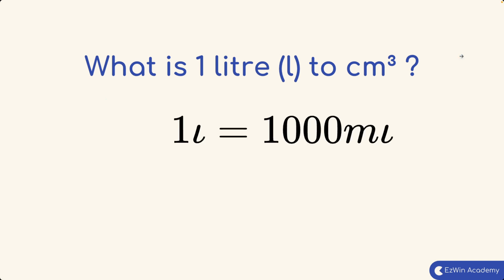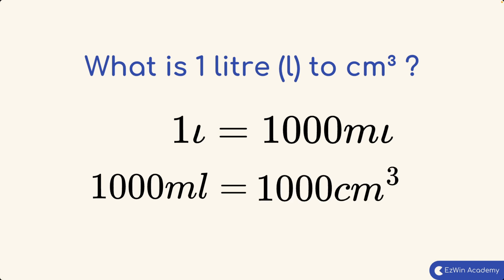You know that 1 liter is equal to 1000 milliliters. 1000 milliliters is equal to how many centimeters cubed? If you guess 1000 centimeters cubed, you are right. So that means 1 liter is equal to 1000 centimeters cubed.